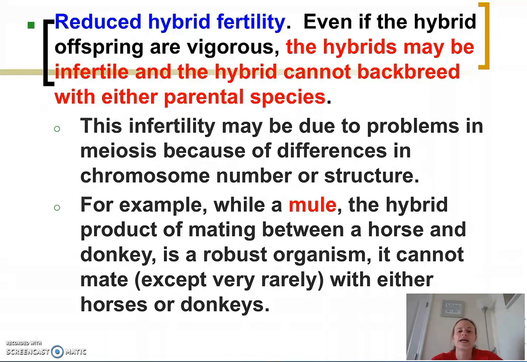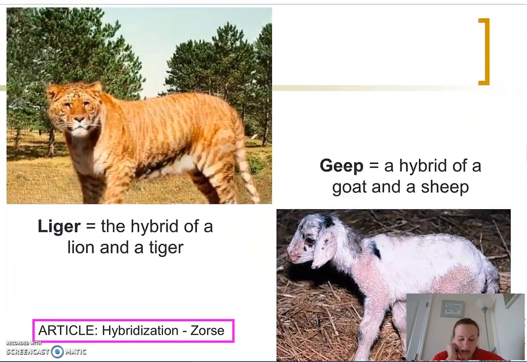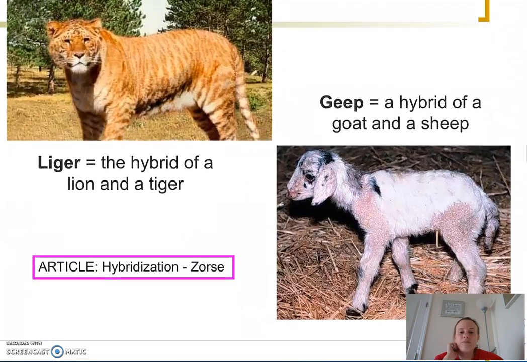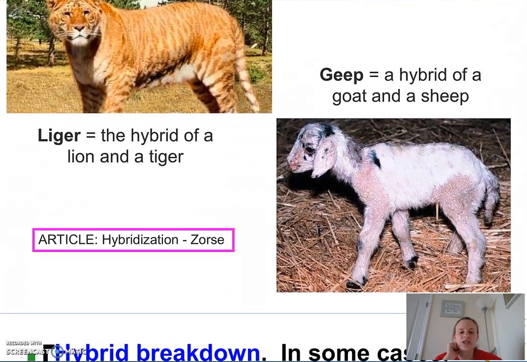Reduced hybrid fertility is when you've got two different species that interbreed, but the offspring, the hybrids, are infertile, and that hybrid cannot backbreed with either parent. So for example, the mule is a hybrid of a donkey and a horse. That mule is infertile. It can't breed with other mules, nor can it breed with the horse, nor can it breed with the donkey. The liger is a hybrid of a lion and a tiger. A geep is the hybrid of a goat and a sheep.